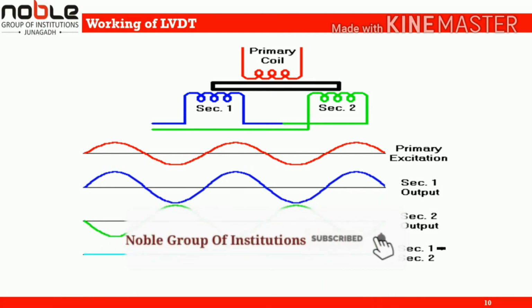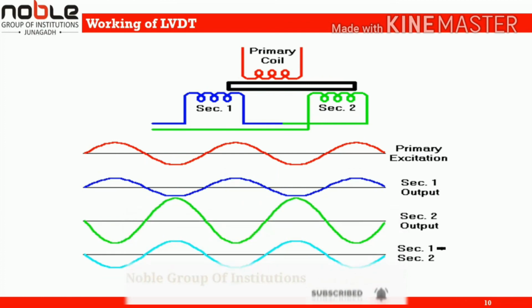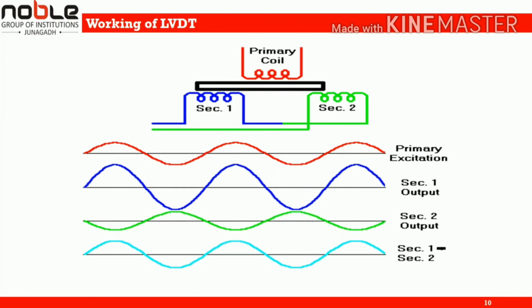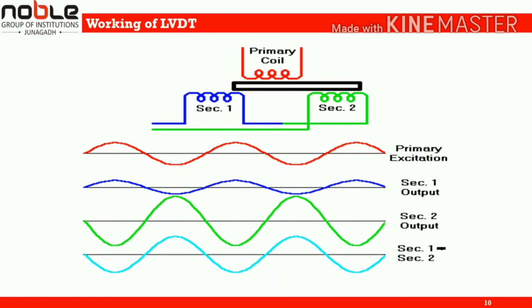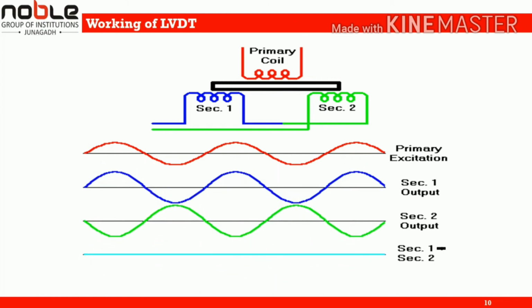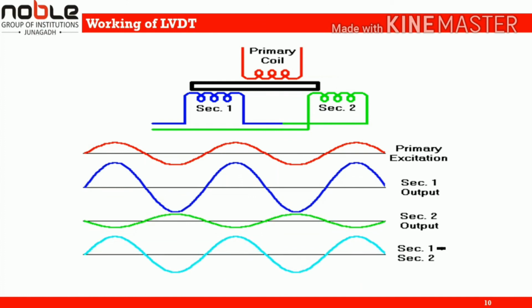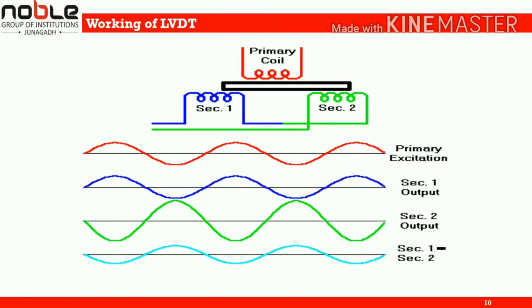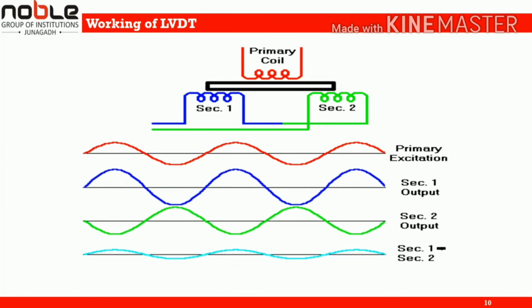When the core moves toward the left side, the secondary winding 1 voltage will be higher, so E0 is positive. And when the core moves toward secondary winding 2, ES2 is higher than ES1, so E0 is negative, or 180 degrees out of phase with the primary excitation.